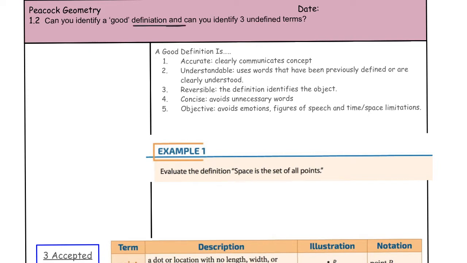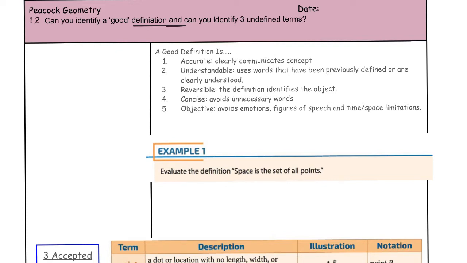A good definition has 5 things. A good definition is accurate, meaning it clearly communicates the concept. It is understandable, which means it uses words that you already know and clearly understand. It is reversible, which means that if I give you the definition Jeopardy style, you could tell me the word. It is concise, not overly wordy, and it is objective, meaning it avoids emotions, figures of speech, and time/space limitations.